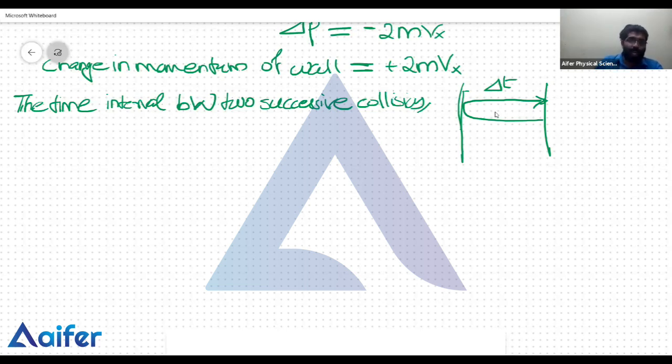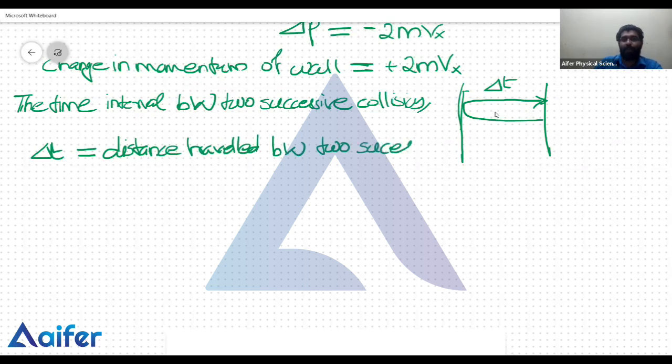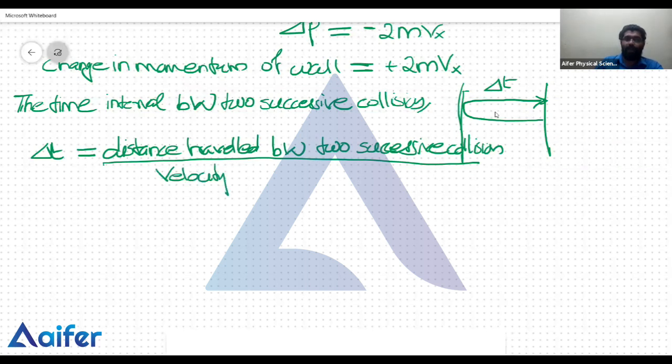Therefore the time delta t will be equal to the distance traveled between two successive collisions divided by the speed or velocity of the molecule. Okay, more specifically, speed of the molecule.